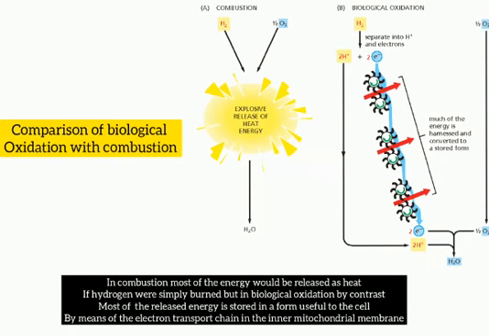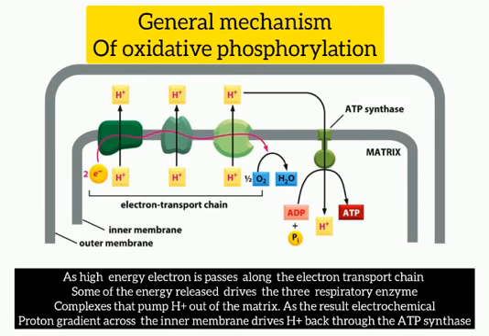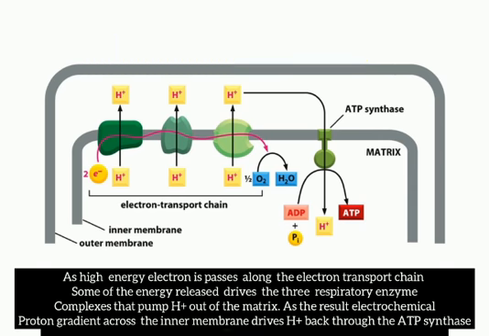In combustion, most of the energy would be released as heat if hydrogen were simply burned, but in biological oxidation, by contrast, most of the released energy is stored in a form useful to the cell by means of an electron transport chain in the inner mitochondrial membrane. As high energy electrons are passed along the electron transport chain, some of the energy released drives the three respiratory enzyme complexes that pump hydrogen out of the matrix. As a result, the electrochemical proton gradient across the inner membrane drives hydrogen back through the ATP synthase.